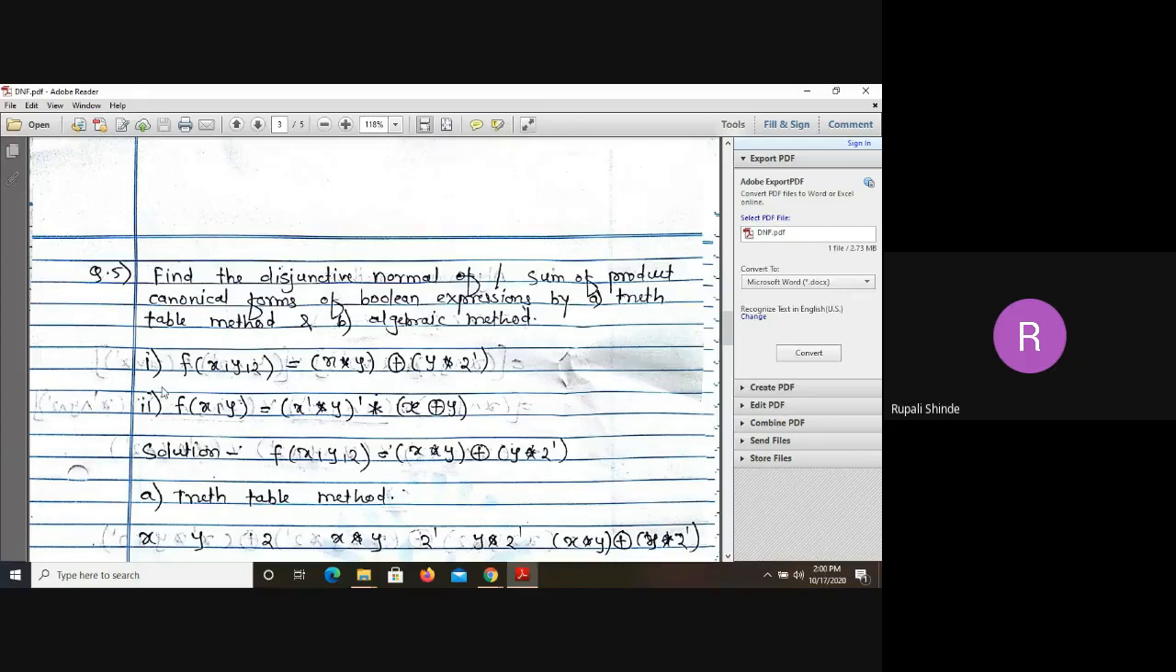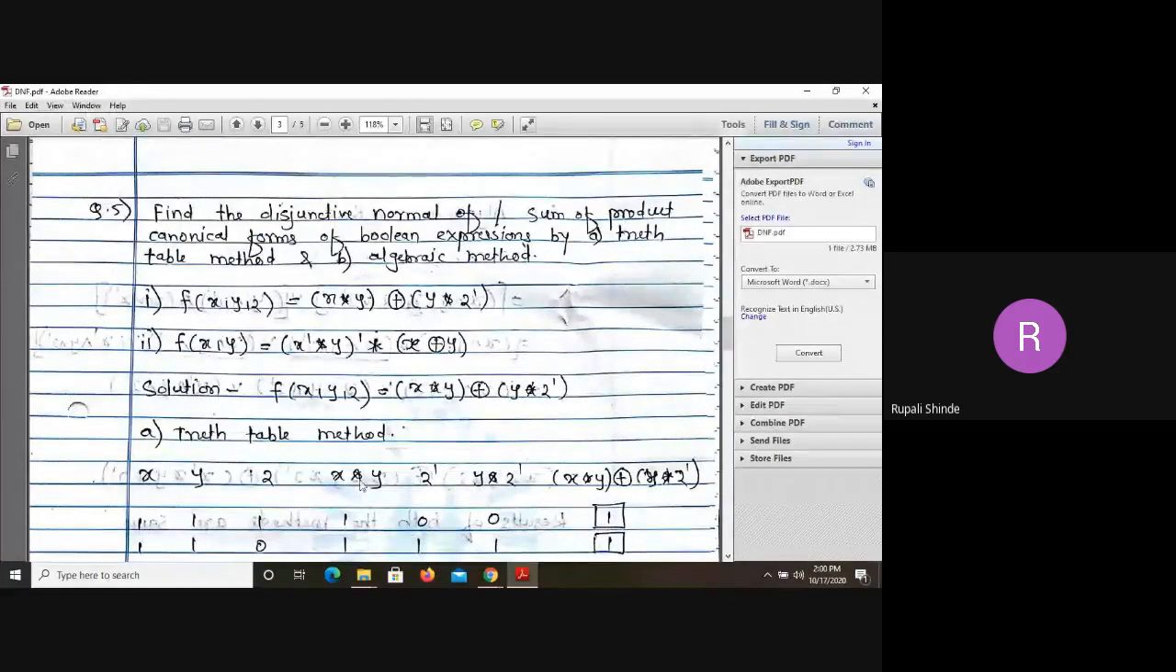So check here. First example is given as f of x, y, z equals x star y XOR y star z complement. So this is the given expression, and we have to convert this into sum of product form or disjunctive normal form using both methods. So first we are going to solve this by using the truth table.